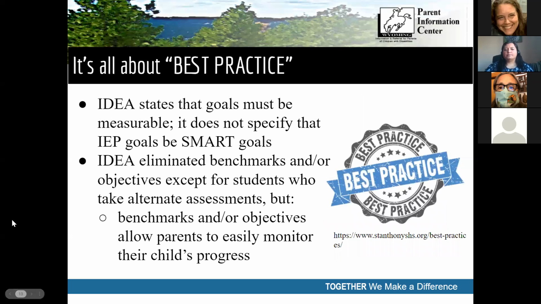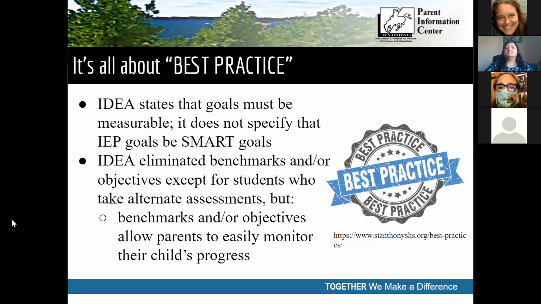So it's all about best practice. This is just best practice. IDEA doesn't state that goals need to be SMART goals. It just simply states that they need to be measurable, that all goals written should be measurable. And in 2004, with the new version of IDEA, they completely eliminated benchmarks and/or objectives, except for students who are taking alternative assessments. But when you add those benchmarks or objectives back to your IEP, it does allow parents to more easily monitor their child's progress.